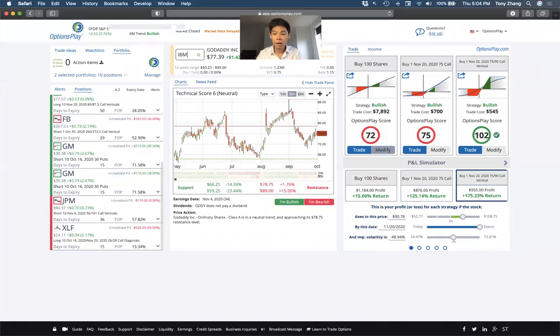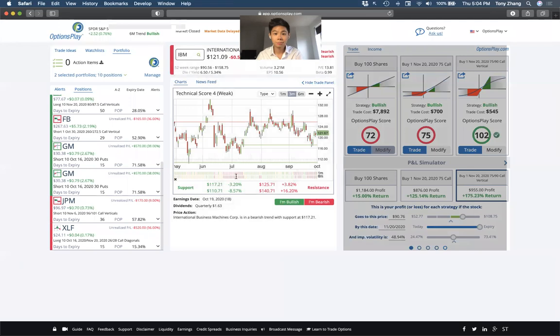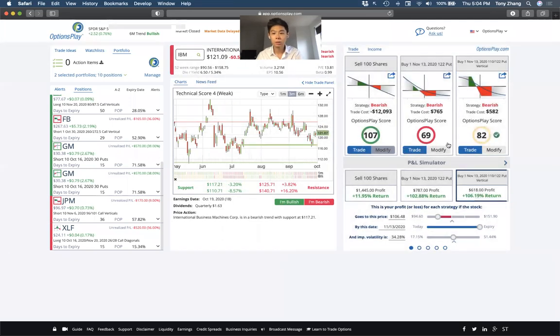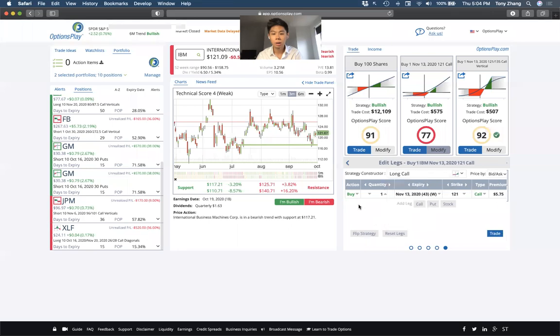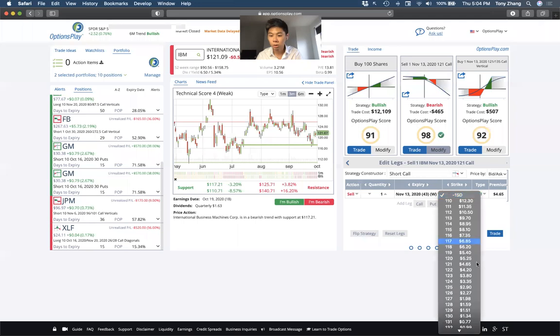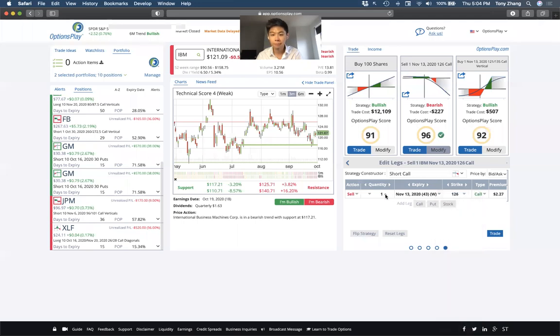Jason is long IBM at 126. 126, that's a reasonable price. I think that you could potentially do a repair strategy here. We're selling 2 of the 126, and we're buying a 122 call. You can trade this at a credit for $1.07.